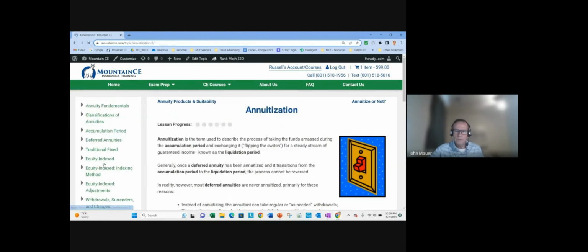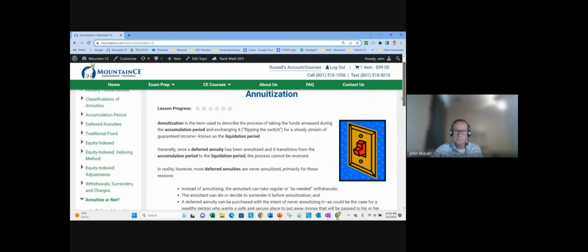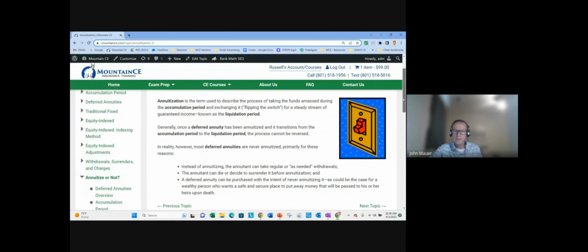So I like to use again the analogy of the switch. Annuitization is a term used to describe the process of taking the funds amassed during the accumulation period and exchanging them, flipping the switch, pushing the button, whatever metaphor you want to use, for a steady stream of guaranteed income. And then that means that we're going to enter into the liquidation period.